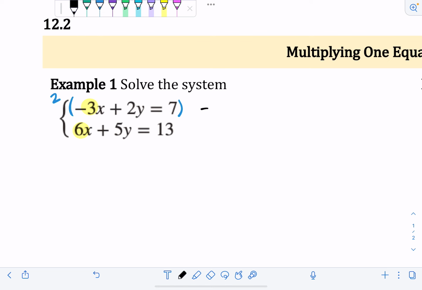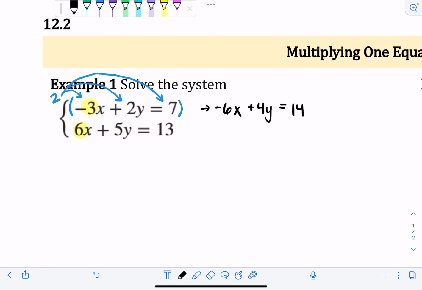So we'll do that, and then we'll rewrite the new equation on the right. So it'll be 2 times -3, which is -6x, and then 2 times 2y, which would be 4y. The variables don't change at all, just the coefficients, the number in front. And then I can't forget my equal sign. And then this next part gets forgotten so much. You've got to remember to multiply all the way on the other side of the equal sign. So 2 times 7 equals 14. So that's my new first equation.